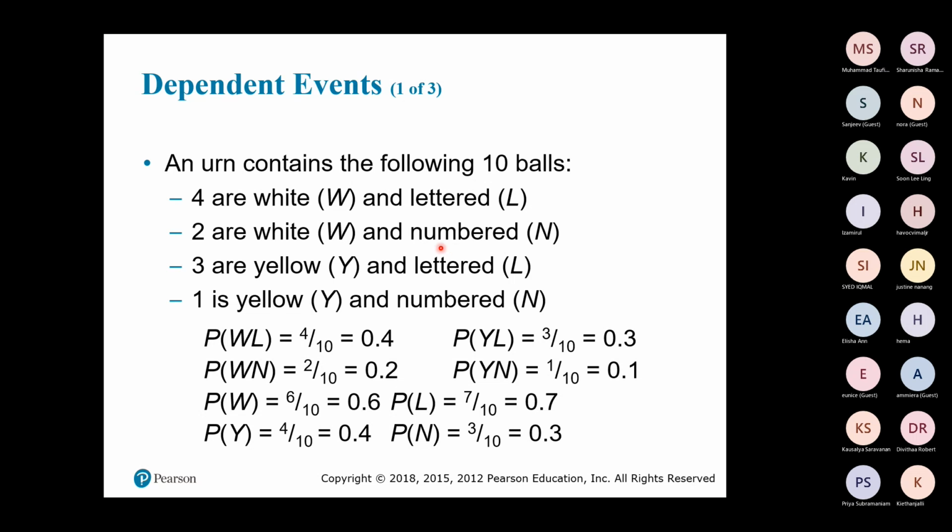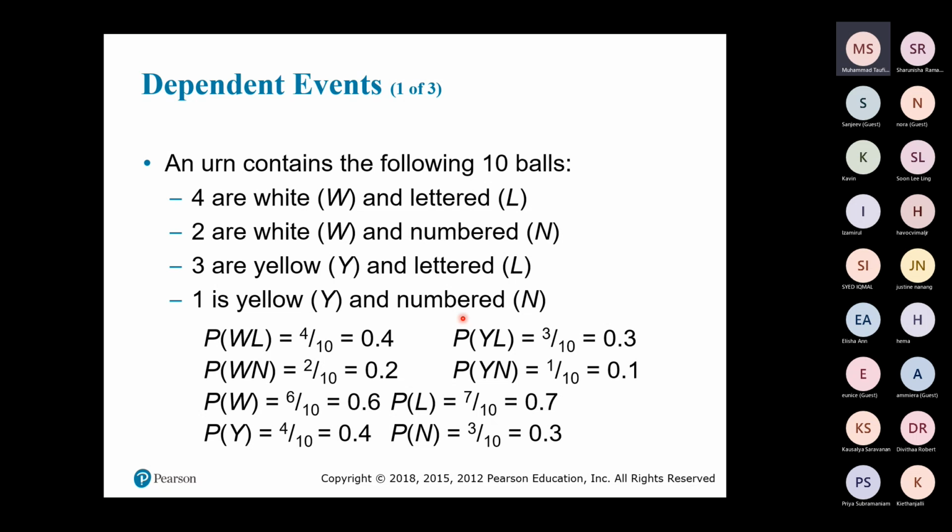And then you have 3 yellow balls and you put a letter on the ball, and you have one yellow ball and you put a number on the ball. So we have four different kinds of balls in the bucket. First we have the white lettered ball. The second one is the white numbered ball.